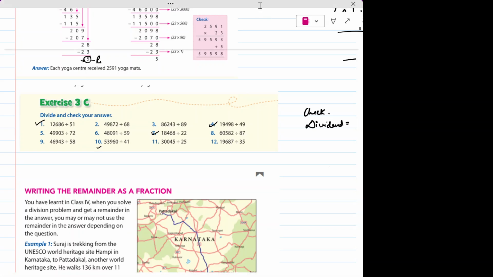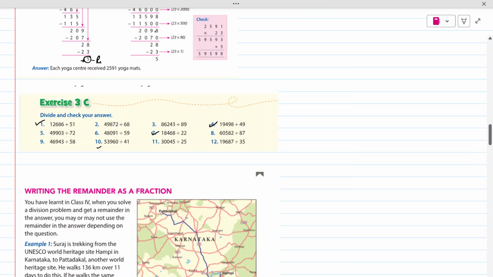Now let's pick question number 7. Question number 7 is 18468, and we have to divide this number with 22. So 22 is greater than 18. So that means we have to pick the first three numbers. Let's try with 9. 9 into 2 is 18 and then 19. So that means we cannot take this with 9. The number is greater. We'll take this with 8 now.